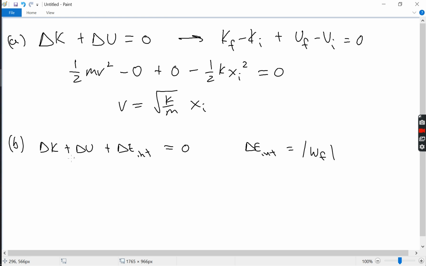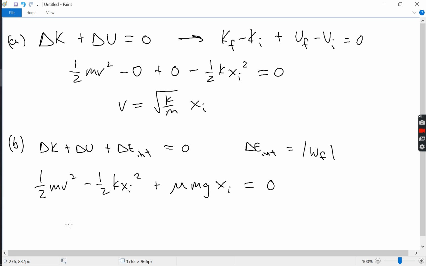So for the first two delta terms, we have the same stuff. We're going to end up with 1/2 mv squared minus 0 plus 0 minus our initial potential. So I just omitted the zeros that were up here. And now our change in internal energy term is going to be the work done by friction, so that's the frictional force, which is mu mg, because since it's sitting flat, the normal force is just mg, multiplied by the distance that it moves, x sub i. And all of this is equal to 0.